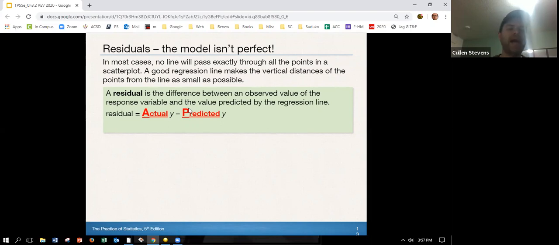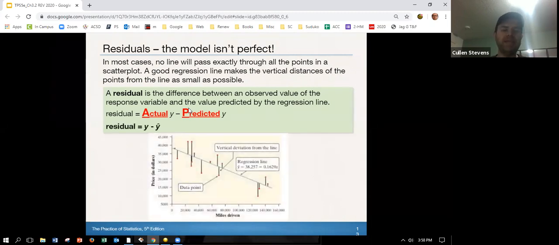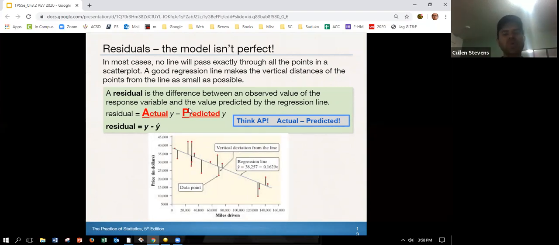Well, a nice little thing that we have is actual minus predicted, AP, just like we have in our AP stats here, right? Y minus Y hat, or Y minus predicted Y. Think AP, or actual minus predicted. So if we go back to that graph where we had the price in dollars and the miles driven, notice how our line cuts through all those points and hits almost none perfectly. That distance that we have from the actual to the predicted is called a residual.